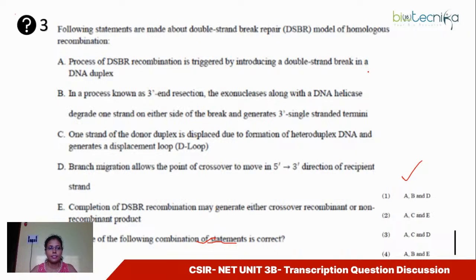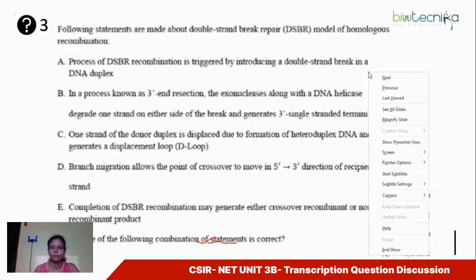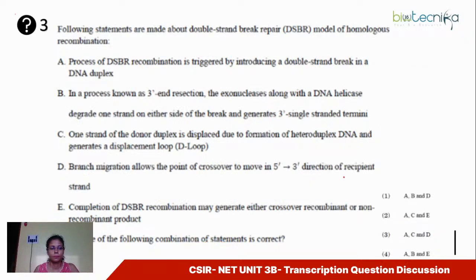So what should be the answer? Any answers? Okay, I'm getting answers. Anchal is saying option 3. Others? Okay, the correct option is option 2. It's good you're trying, all of you are trying. Good. So the correct option is option 2.